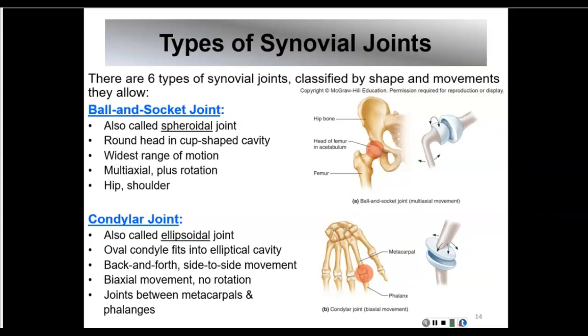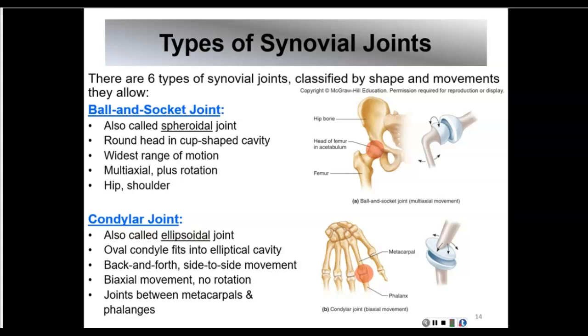So we have six types of synovial joints, and they're classified by shape and movement. Ball and socket is like a spherical joint. It gives us our widest range of motion. It's multi-axial plus rotation. So our shoulder and our hip are both ball and socket.